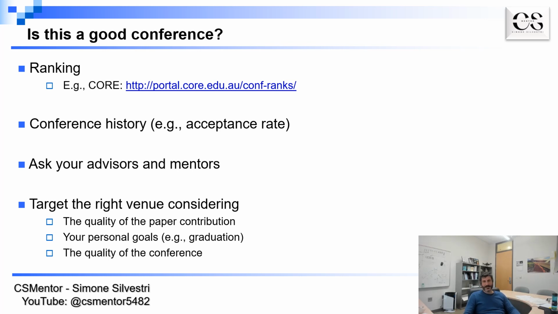And of course, the best thing to do is to ask your mentors, to ask your advisors about the reputation of this conference. Is it a good idea to submit to that conference? In general, I think you need to target the right venue considering the quality of your paper, so how good this contribution is, how important and novel a contribution this paper is providing, and of course your advisor can help you understand this. Also, what are your personal goals?